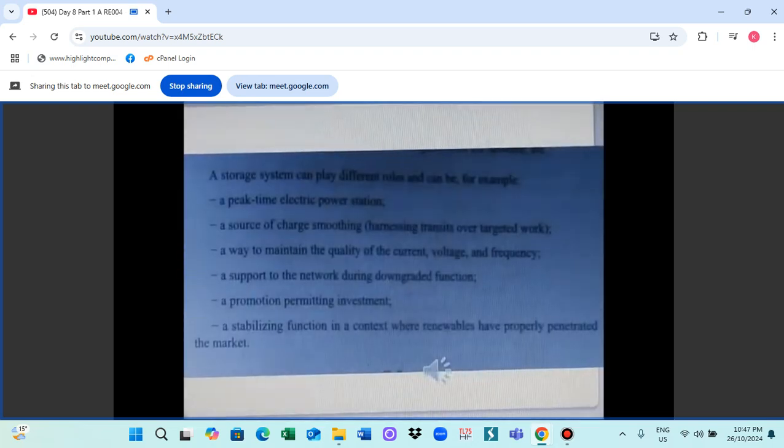A storage system can play different roles, and can be a pre-tied electric station or solar chain, and also a way to maintain the quality of the current supply to the network, promotion, permission, and investment. Those factors play different roles for the storage system.